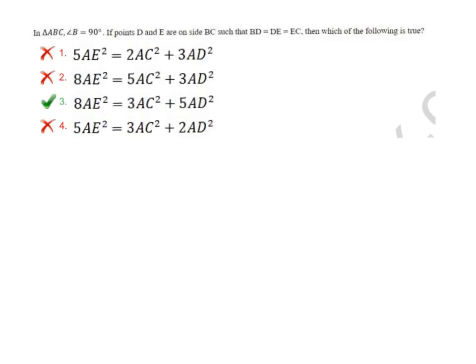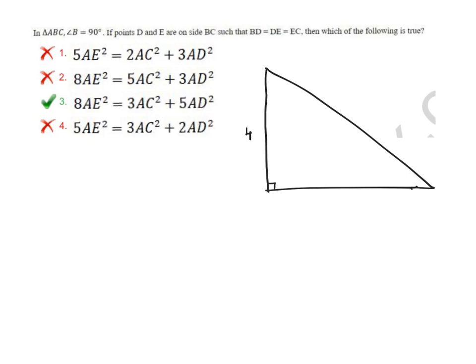In triangle ABC, B is equals to 90 degrees, if D and E are on the side BC such that BD is equals to DE is equals to EC, then which of the following is true? Now see, in order to prove this it takes a lot of time. So definitely the best way is to substitute. Take any right angle triangle that you know, and the most commonly used triplet is 3, 4, 5. Let this be A, B, C. BC is divided into 3 parts. So take it as 1, 1, 1. So that is D, E.